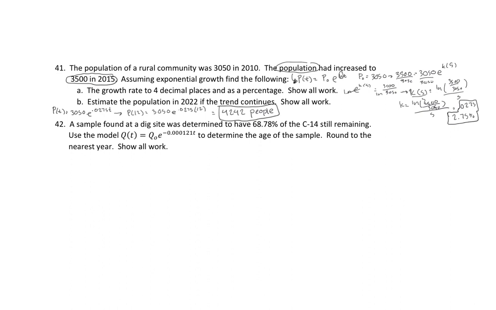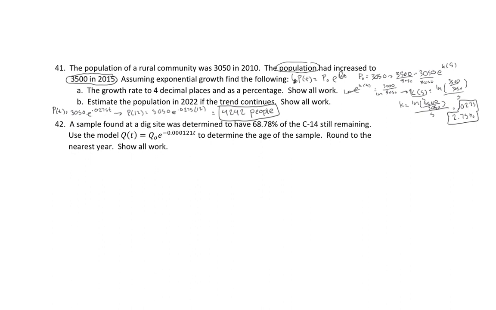All right. For number 42, it says a sample found at a dig site was determined to have 68.78% of the C14 still remaining. Use the model Q of t is equal to Q naught e to the negative 0.000121 t to determine the age of the sample, and round to the nearest year.